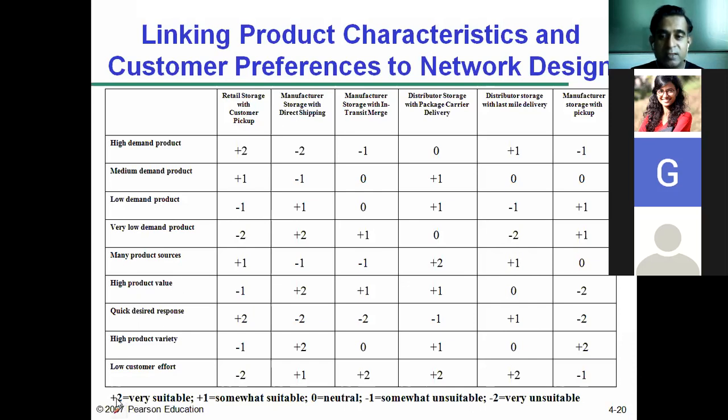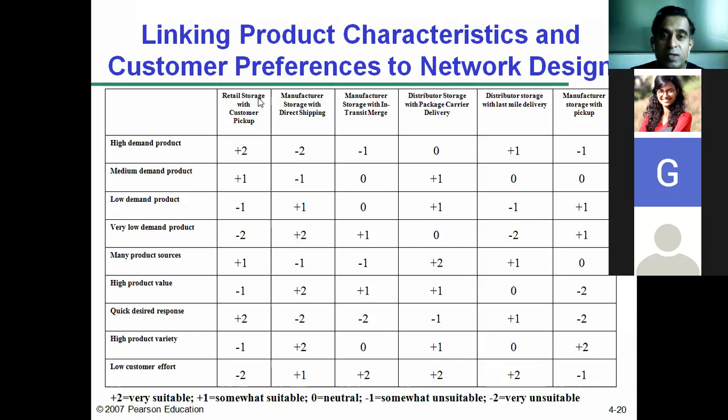Here the rating is on a Likert scale. +2 is very suitable, keeping in mind the characteristic of the product. +1 means somewhat suitable. 0 means neutral, either way you can do it. -1 is somewhat unsuitable. -2 is very unsuitable. So when the nature of the product has a high demand, say FMCG products, especially fast moving consumer goods like soap, shampoo, toothpaste, edible oil, and groceries, I hope you can understand these products.